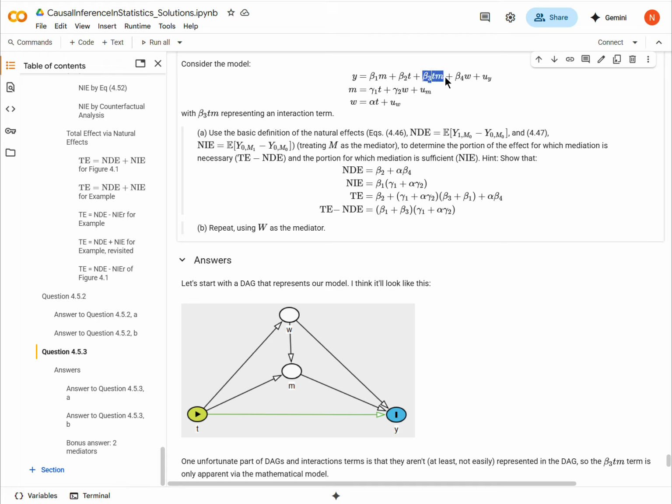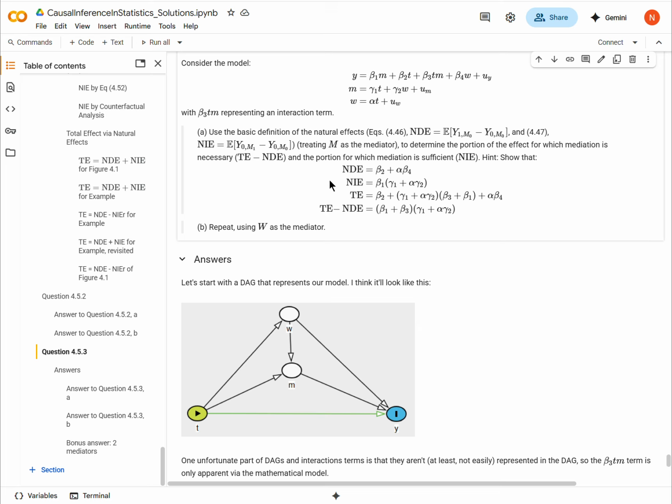Often, when there are interaction terms, some people will shy away from using DAGs because interactions themselves are not easy to represent in a DAG. In fact, I don't know that I've actually seen a good way of doing it. There's a couple of ways of doing it. But that's why we often work with both the structural model and the DAG. So in part A, we are just assuming that M is the mediator. And then in part B, we assume that W is the mediator. But notice that there are actually two mediators here, T to W to Y, and T to M to Y. So we're going to do both.